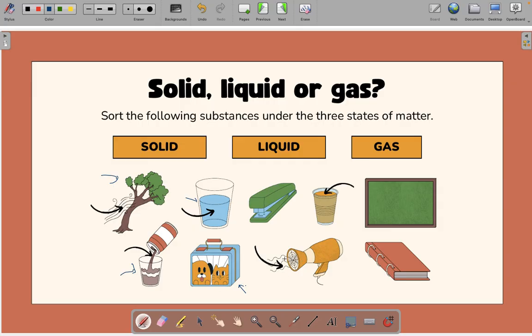What about this stapler? Solid. What about this container carrying a juice? Container is solid. Very good. Juice inside this is a liquid, right? Then this board, it's a solid. This book, solid.